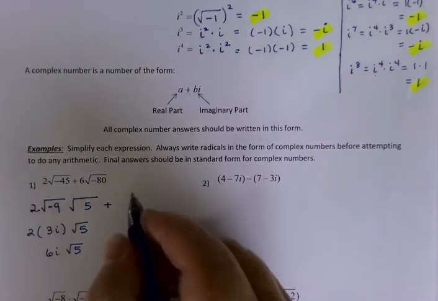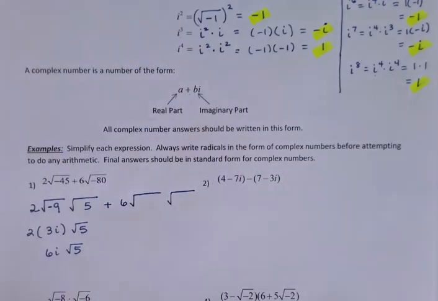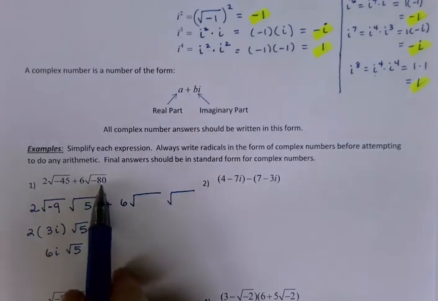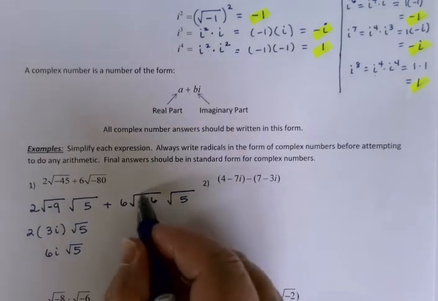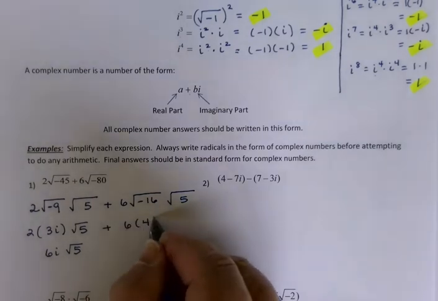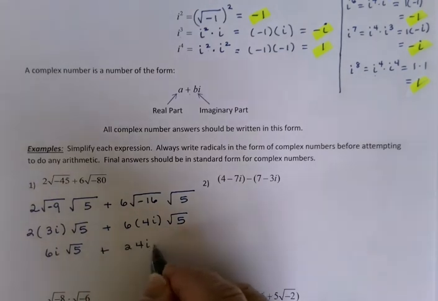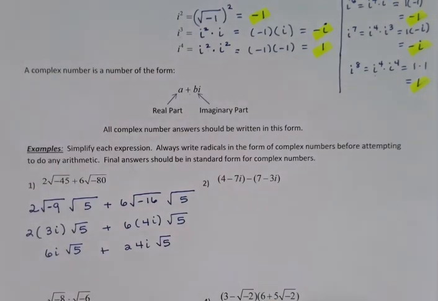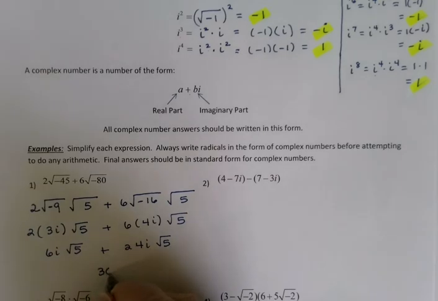Plus, I've got the 6, and again I have to break this down. Square root of -80. Thinking for the 80, I'm going to go 16 times 5. And I'll put the negative with the 16. Again, that's just going to come out to a nice imaginary number. So I have 6 times 4i square root 5, or 24i square root 5. And in this case, I'm going to end up with just a pure imaginary number. There's no real part. These are like terms, so I'll get 30i times the square root of 5.